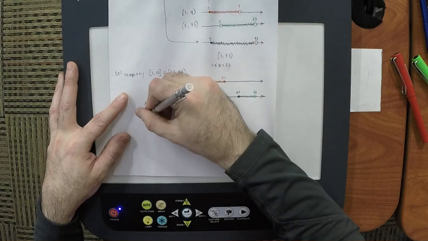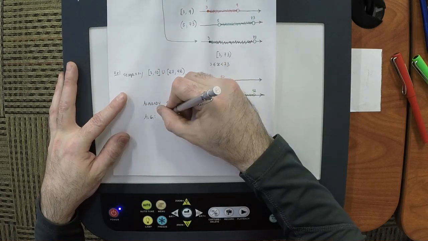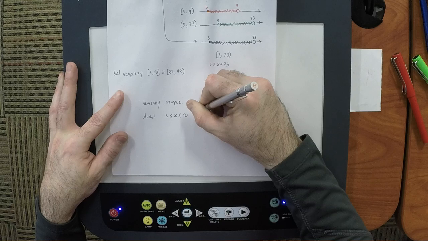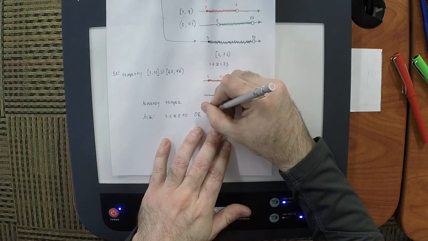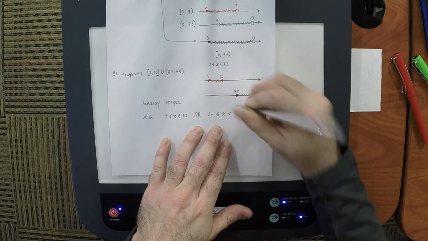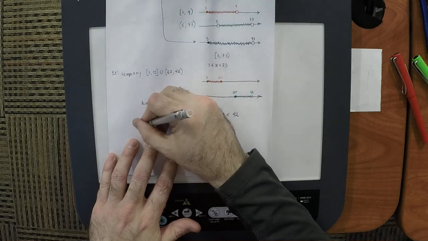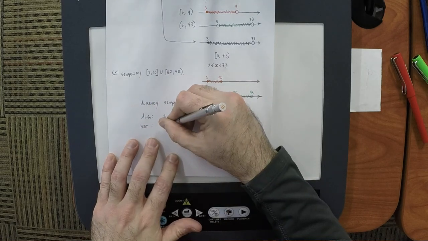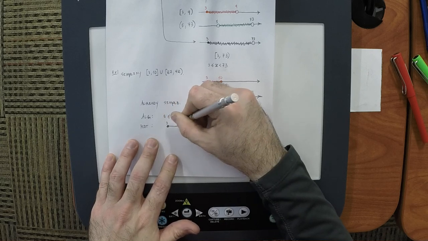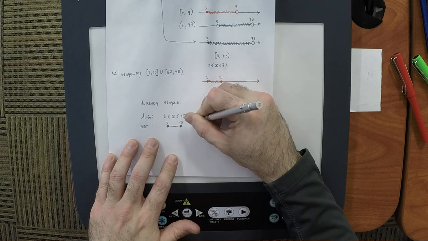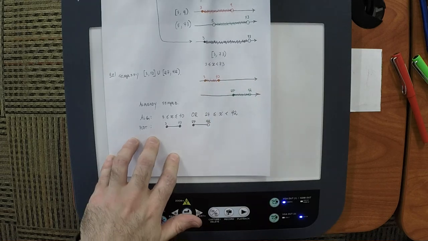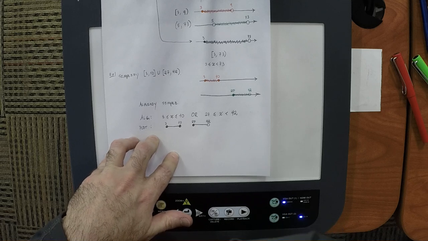To write it in algebraic notation, the simplest way to write it in algebraic notation is 3 less or equal x less or equal 10, and then just the word or, 27 less or equal x less than 42. And then as a plot, it would be this. So 3 to 10, little gap, and then 27 to 42. Good. Any question about it?